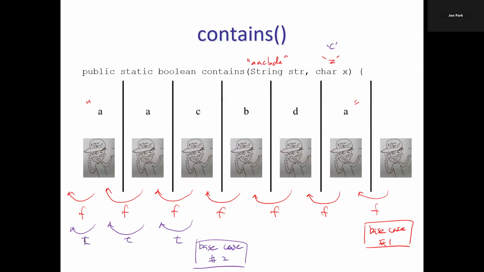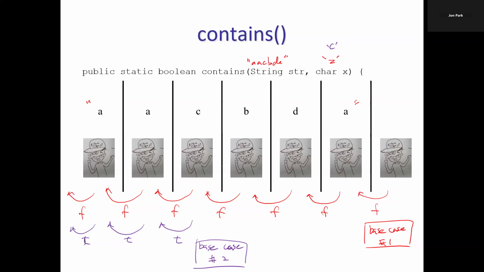Connor? The letter on the string, the X. Yes, good. So this is a case where we stop recursing because we found what we're looking for. Here, why did we stop recursing? Because we have no more letters to check. Yes. So those are the two base cases you want to have in your method.